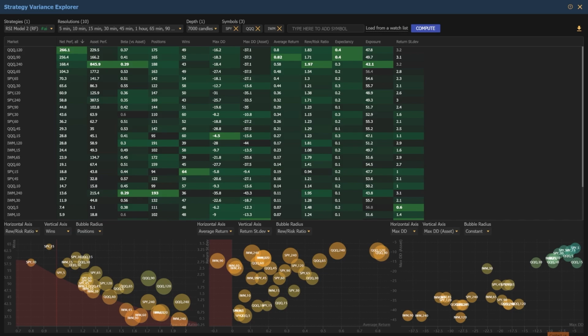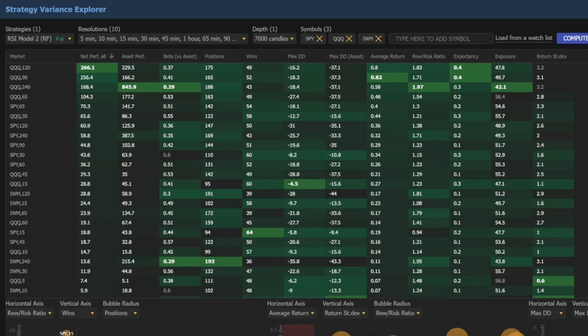The best performing combinations didn't come from the SPY, but instead from the QQQ, with the 90-minute, 2-hour, and 4-hour timeframes showing the most promising performance. Among these, the 90-minute timeframe stood out as the clear leader, and here's why. The 90-minute strategy delivered a 256.4% total return, outperforming the buy and hold approach over the same period by over 90%.